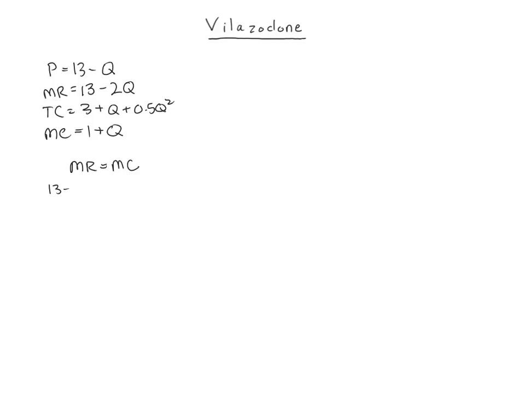We're given the MR of 13 minus 2Q and the MC of 1 plus Q. So once we set up this equation, it's pretty straightforward to solve. We get 12 equals 3Q, which means that Q is 4. And now, how do we figure out the price?